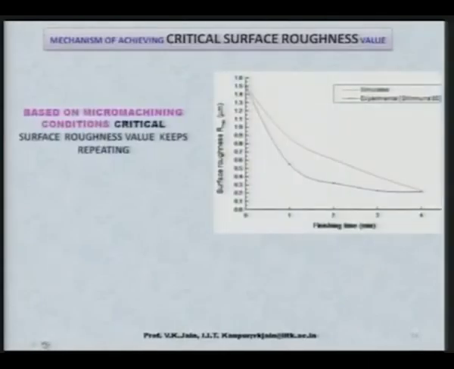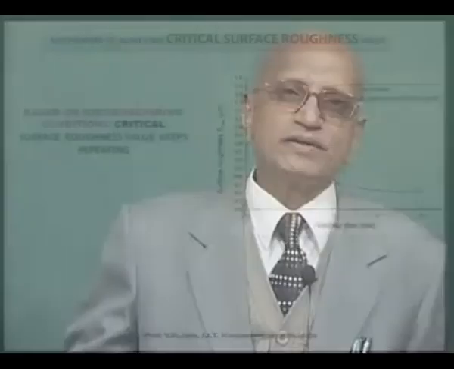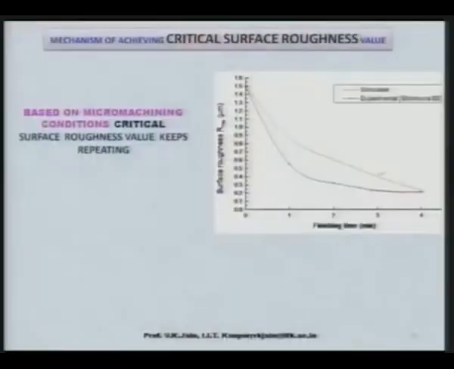As you can see here, based on micro machining conditions, the critical surface roughness value keeps repeating. Here also, this is the simulated one and these are the experimental ones. They are more or less constant, with no change, but you will still find a slight variation when you observe these values, because unless you have a highly homogeneous flexible magnetic abrasive brush, you will not get exactly the same value. So, slight variation is there, but this becomes more or less a constant value, and that surface roughness value is known as the critical surface roughness value.